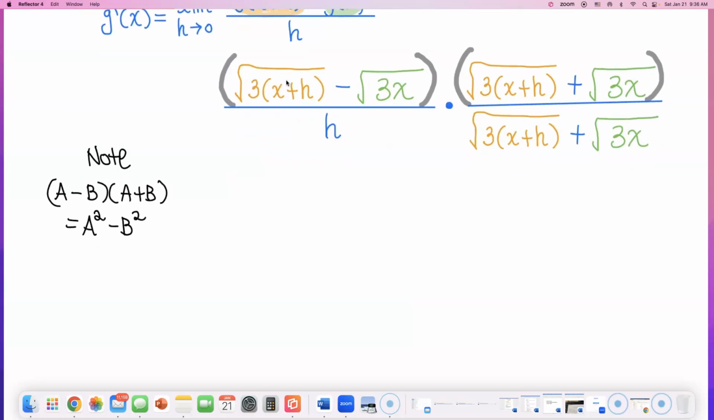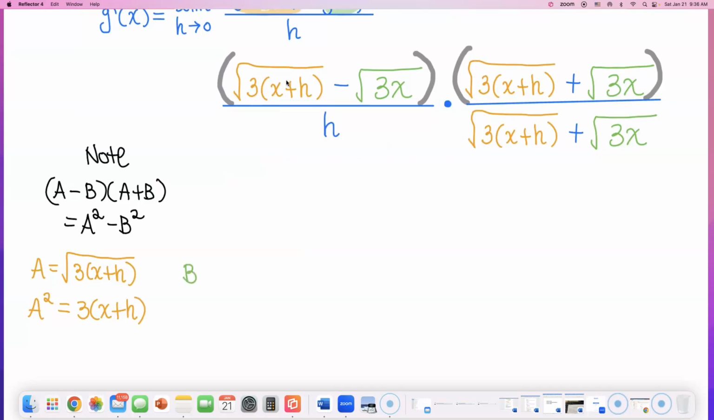So now, a is the orange, square root of 3 times x plus h. If you square that square root, things inside will just come straight out. No more square root. Now, b is the second square root expression, square root of 3x. If you square that, what comes out? The 3x comes straight out. Now, I think I'm going to go ahead and put them together, but I noticed that a squared can be distributed. So let me write this as 3x plus 3h.